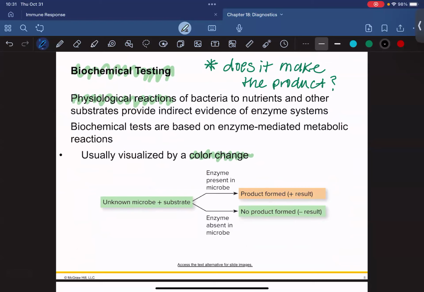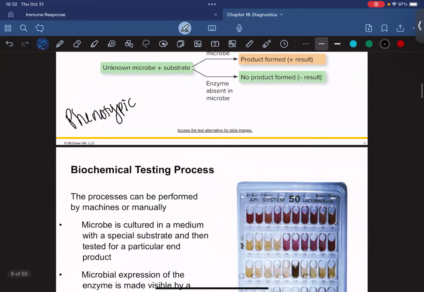So all of our biochemical testing that we are doing is based on physiological reactions by your microbes in response to the media that you're growing it in or on. And these are all phenotypic tests, because we're looking at the actual expression of the genes and what results from that. So these are often visualized by color change. You put your microbe onto your media, and whether or not it produces an enzyme determines the color change that you see, or if you don't see one, or if it grows or not.